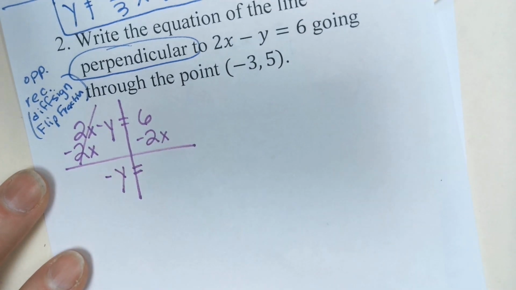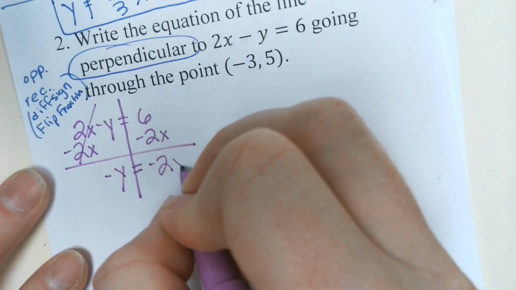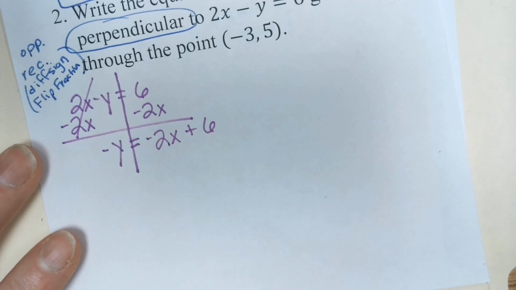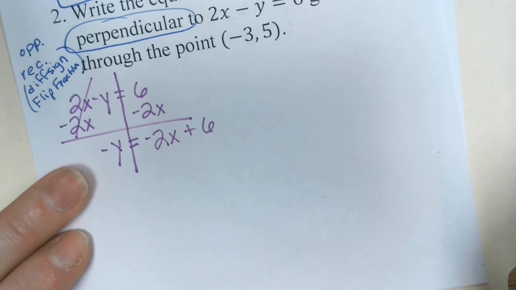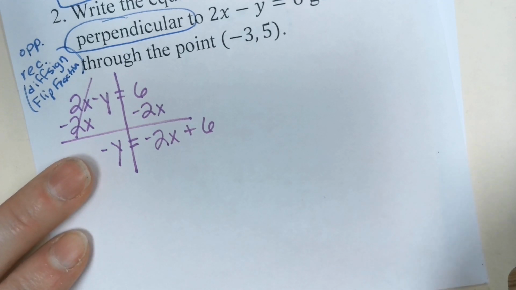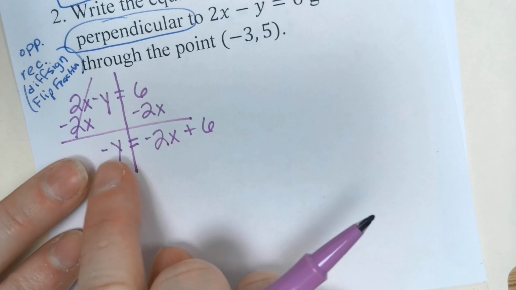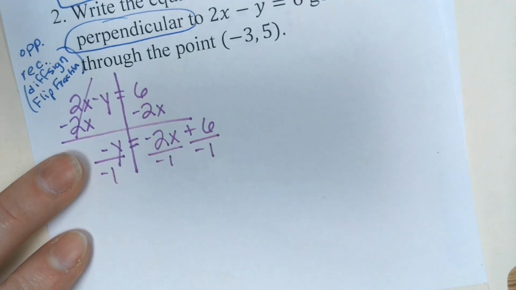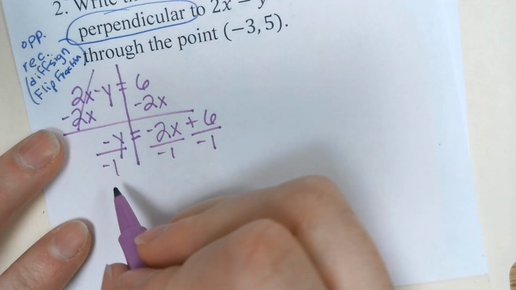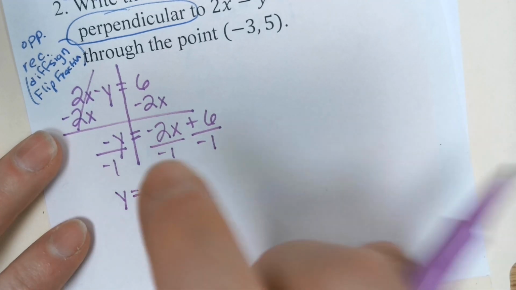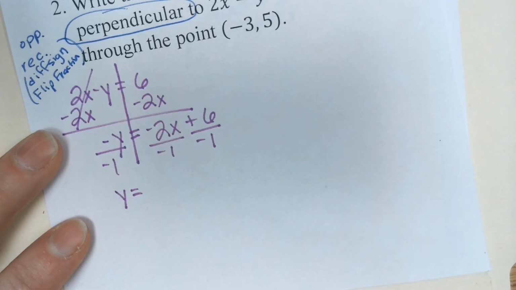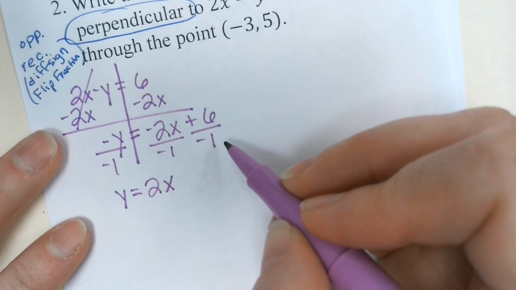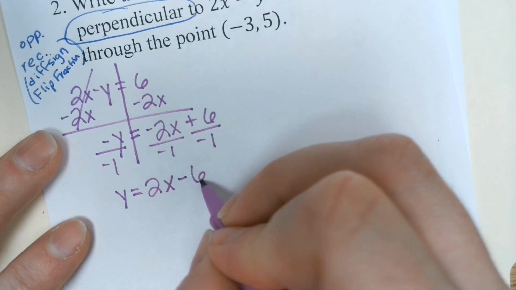So remember how I want it to be mx plus b? So it's going to be negative 2x plus 6. You want your x term to be first. And then our last step, we need to get this to say y equals, not negative y equals. So it's like you have a negative 1 up front, so you need to divide by a negative 1 all the way through. So y equals negative 2 over negative 1, it's a positive 2. Positive 6 divided by a negative 1, it's a negative 6.